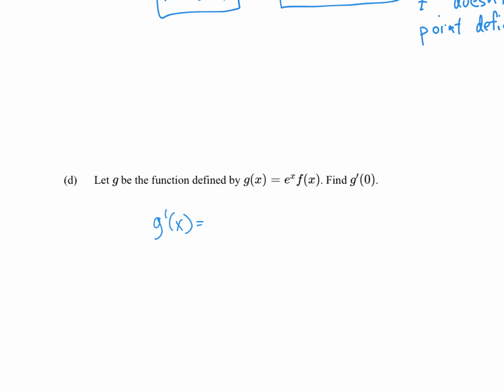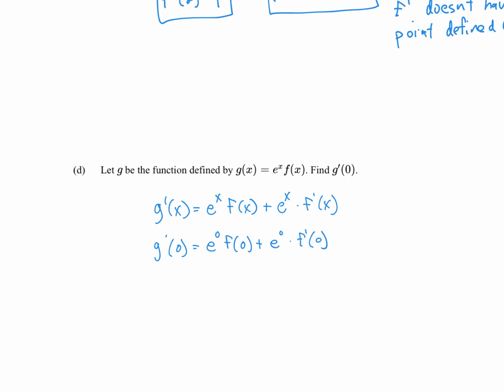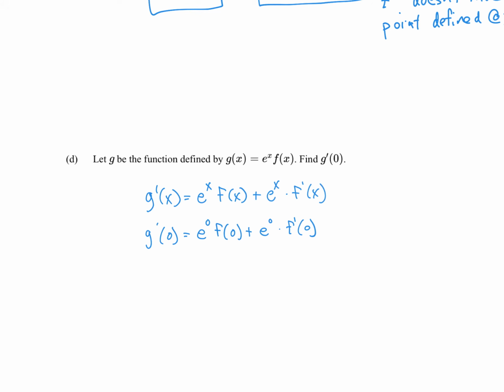Alright, since g is written as two things multiplied, we'll have to use product rule. So the derivative of e to the x is just e to the x, and then times that by f of x, and then just rewrite e to the x and times that by the derivative of f. Okay, now just substitute 0 for all these x's. Everywhere you see an x, replace that with a 0. Okay, and then e to the 0, just like anything to the 0, is 1. So those just kind of go away.